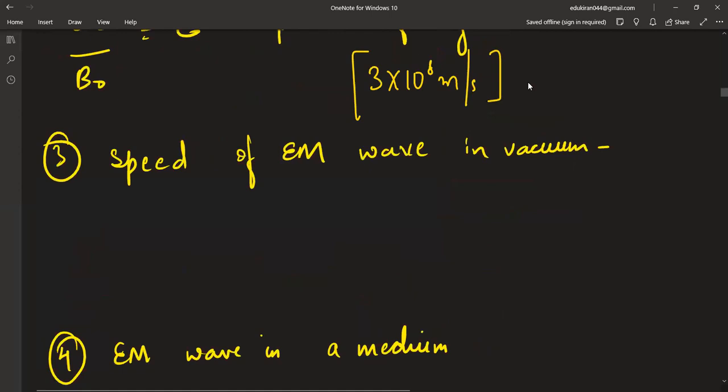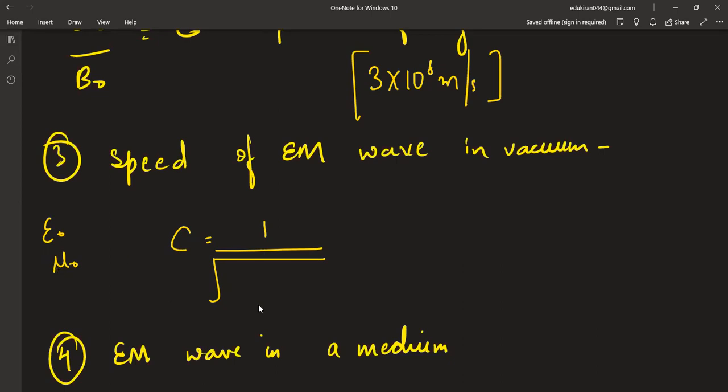Next is the speed of electromagnetic waves in vacuum. One formula we had discussed was for the constant that was coming. The force in different media was governed by epsilon naught, the permittivity of different media. And in magnetostatics, we were talking about the permeability. So basically, the speed of light is 1 by under root epsilon naught into mu naught.